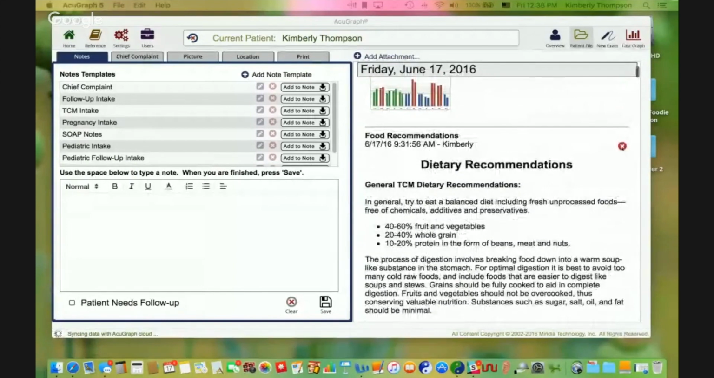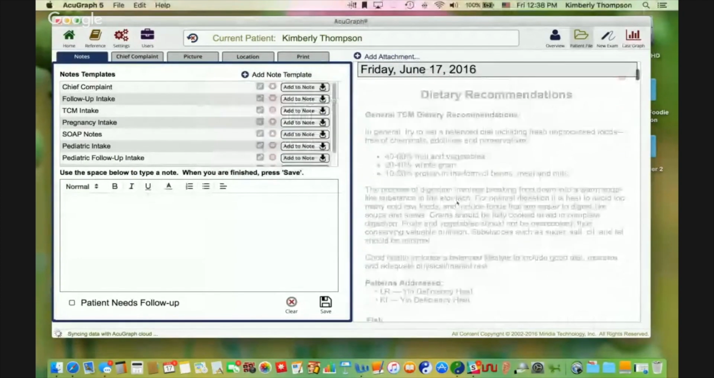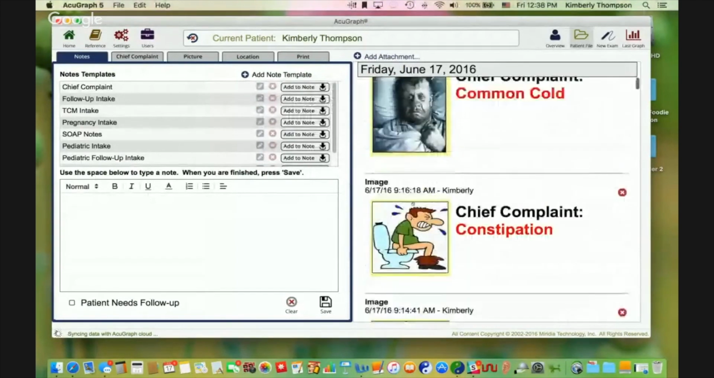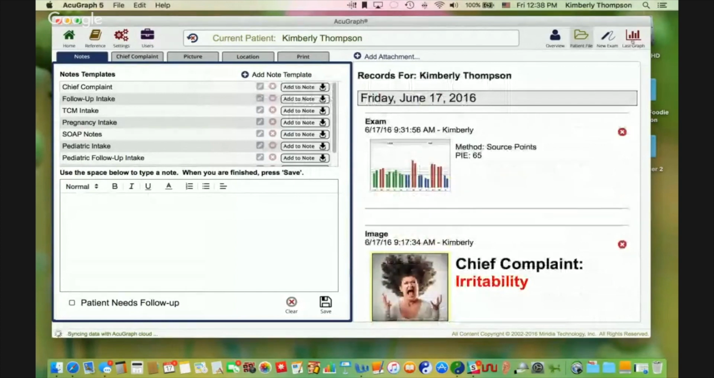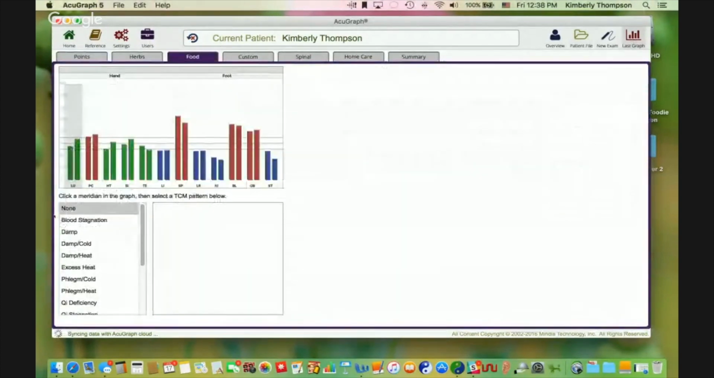I'm going to delete that real quick from this report. And then let's go with constipation. So again, I'm going to click on the last graph. I'm going to click on food. And for this one, I understand from my own experience that, with the large intestine, this would be a deficiency in the large intestine.